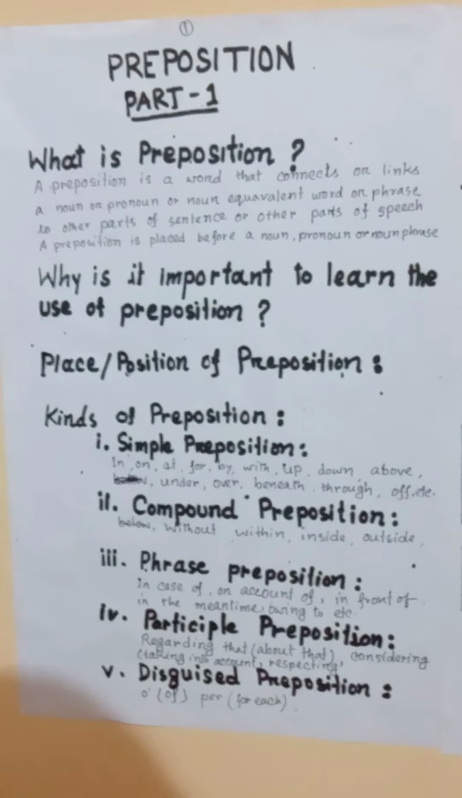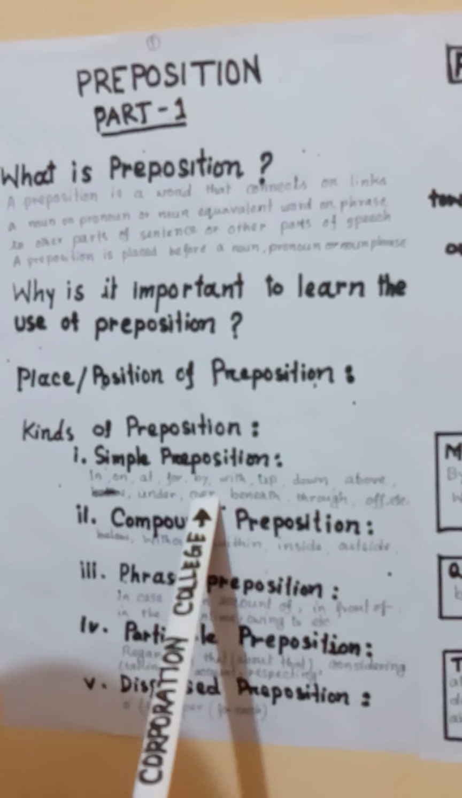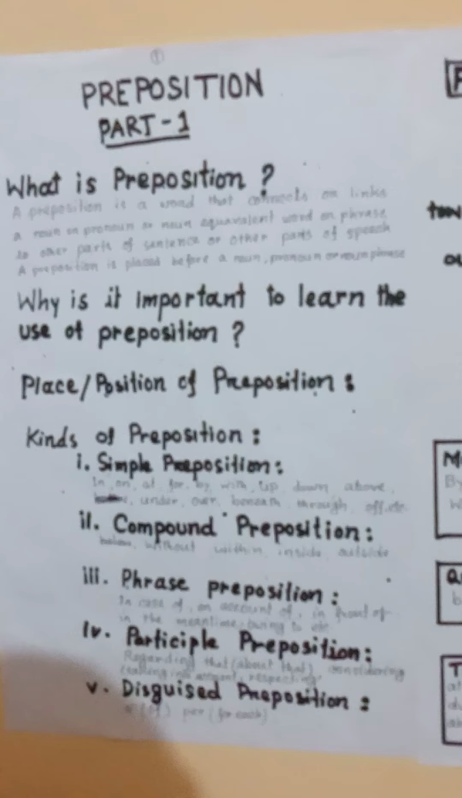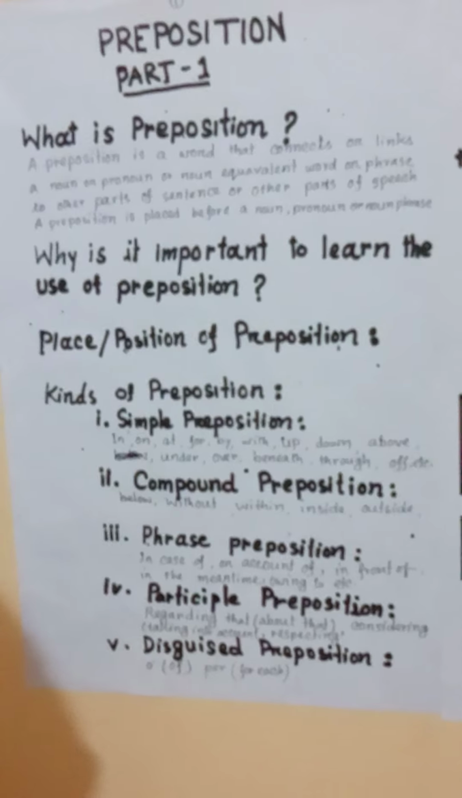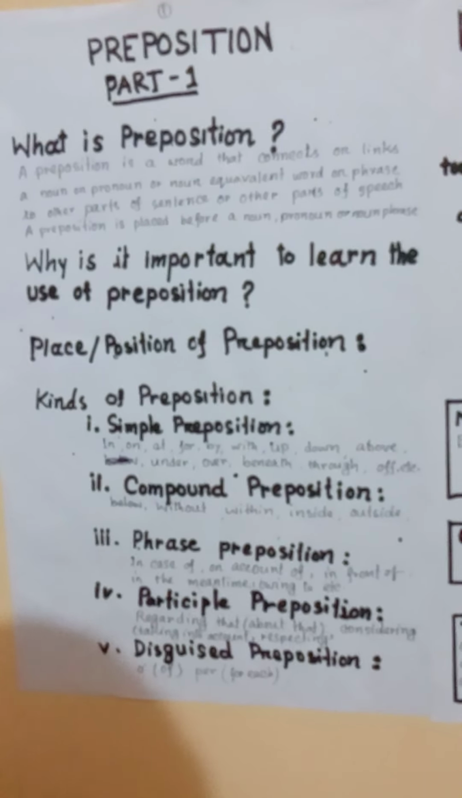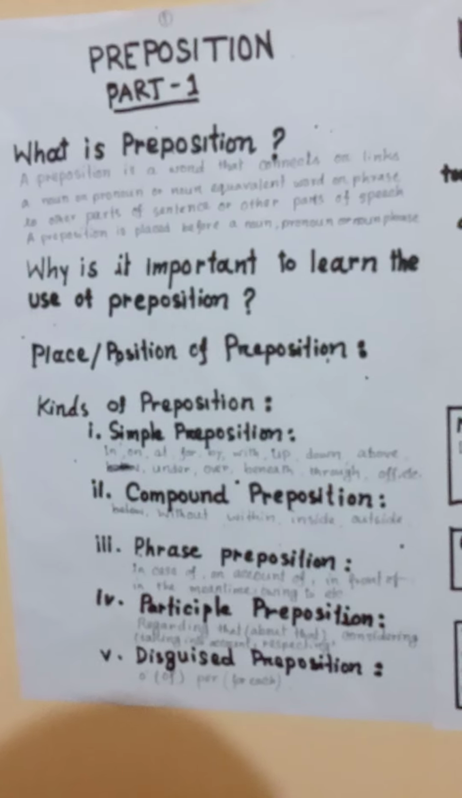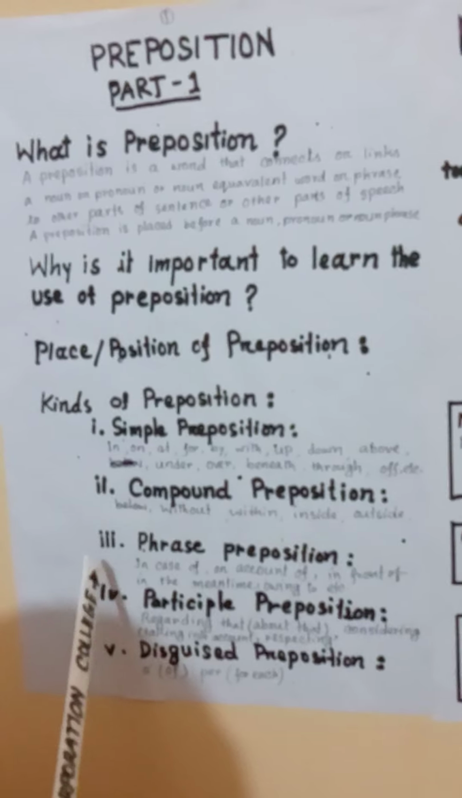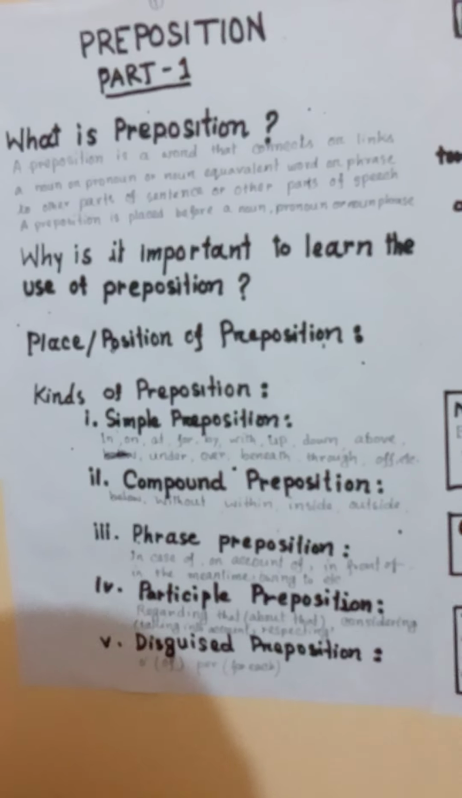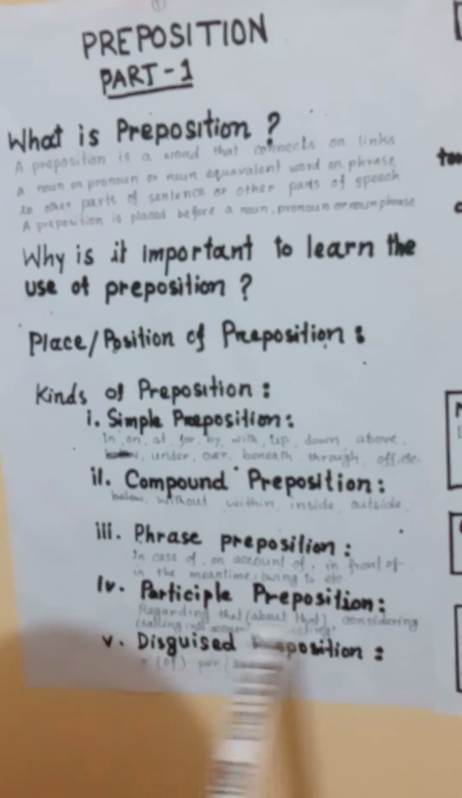So let us be familiar with some common prepositions. Number 1, simple prepositions. The examples of some simple prepositions are in, on, at, for, by, with, up, and so on. Secondly, we find another type of preposition, compound prepositions: without, within, inside, outside, etc. Then come to number 4. I will discuss number 3 later.